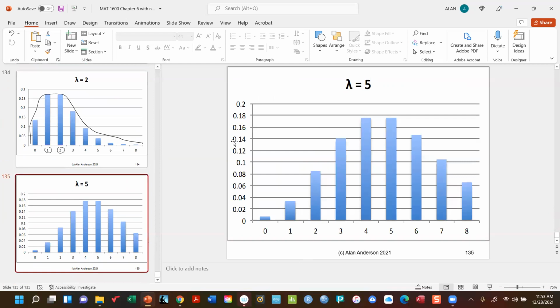And then in the case of 5, it's getting very close to being symmetrical. Again, you get those 2 in the middle that are exactly the same. And that's one of the ways we can sort of tell that this must be the Poisson distribution.